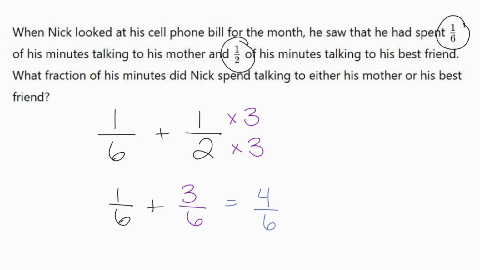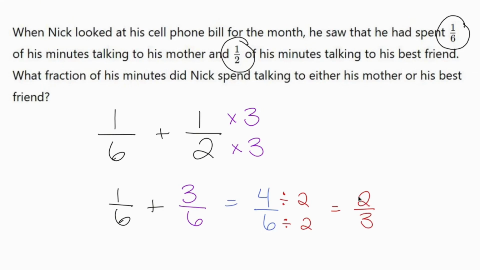Now you should look at this and notice, well, wait a minute, 4 and 6, those are both even numbers. I can simplify this fraction by dividing the 4 by 2 and dividing the 6 by 2. 4 divided by 2 is 2, 6 divided by 2 is 3, and now we have a simplified fraction.